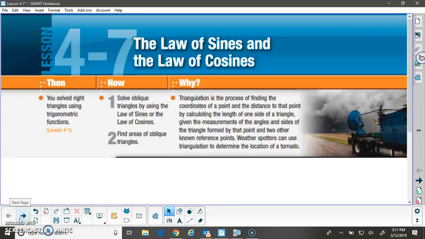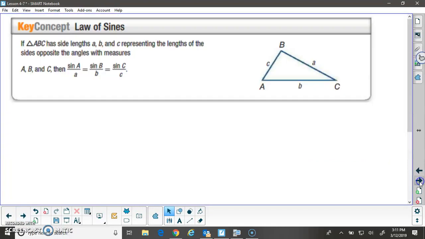Part 2 of Lesson 7 of Chapter 4 is more on the law of sines. So I want to go over the law of sines, especially the ambiguous case. The law of sines simply says the sine of angle A divided by length A equals the sine of angle B divided by length B equals the sine of angle C divided by length C.